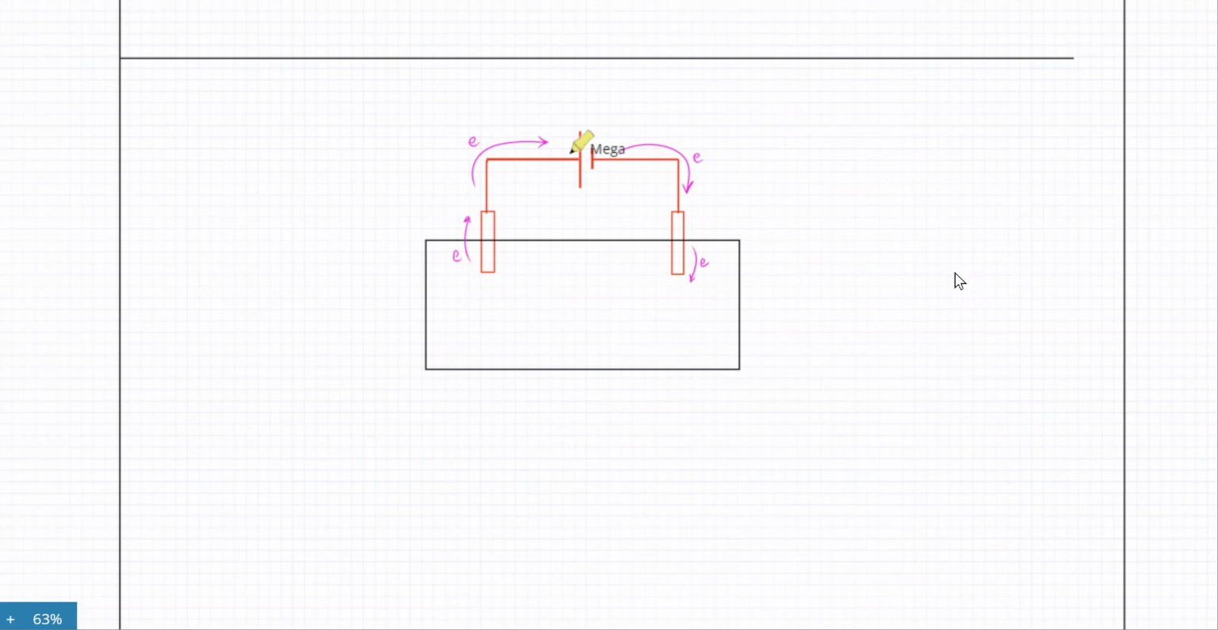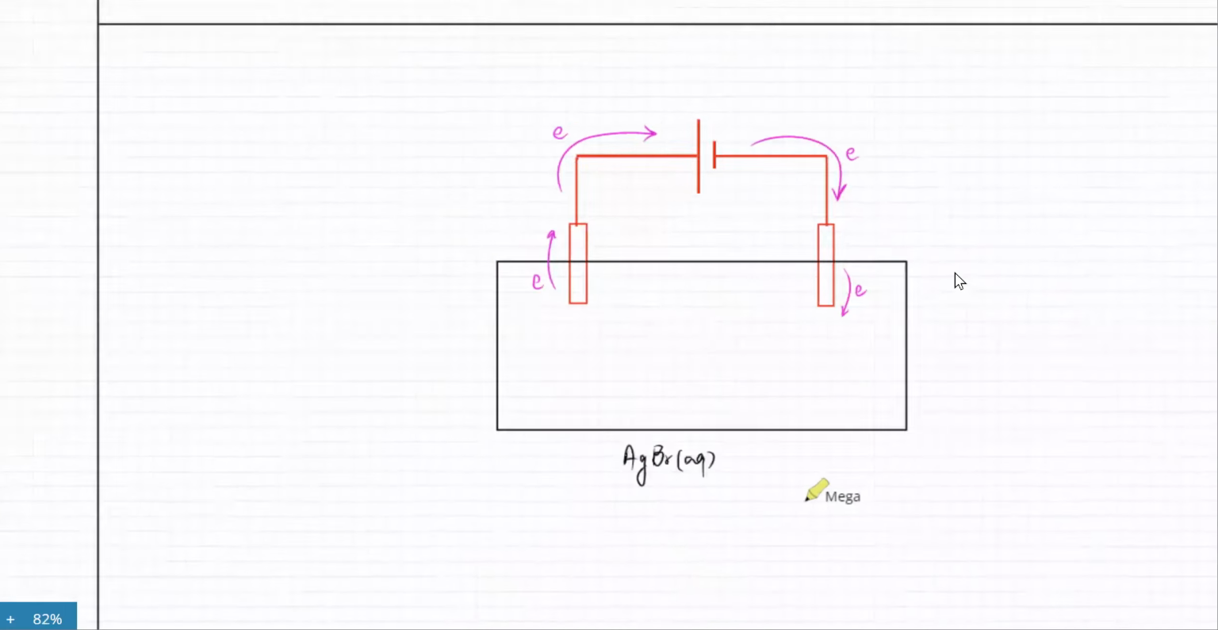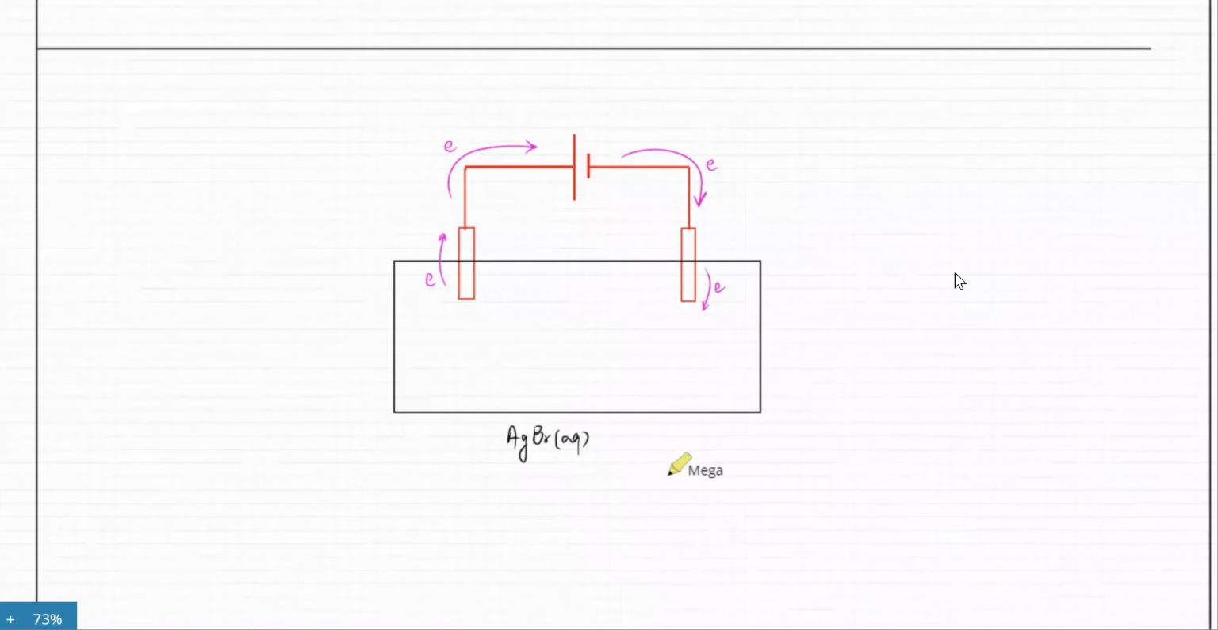Now, what I'm going to do is I have, let's say, AgBr aqueous in the solution. So I've got AgBr, and it's an aqueous solution. Although AgBr is probably not that soluble, but let's have an aqueous solution. Let's think of it as 1 mole per dm cube. And the electrodes now are made out of silver. So I've got silver electrodes.